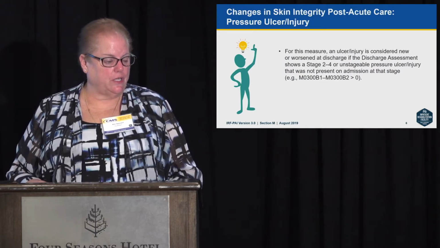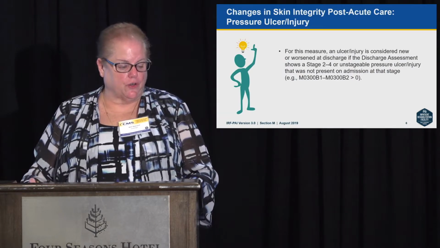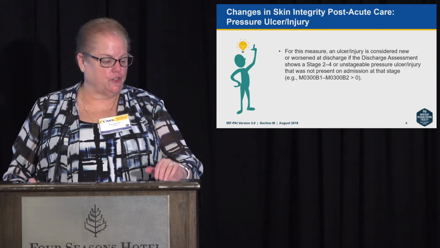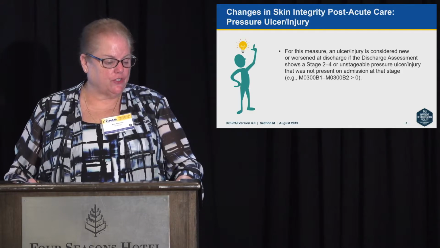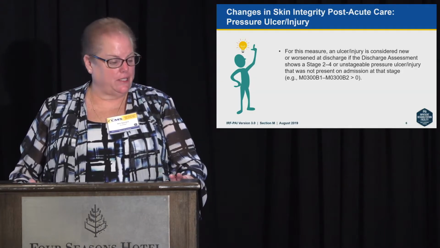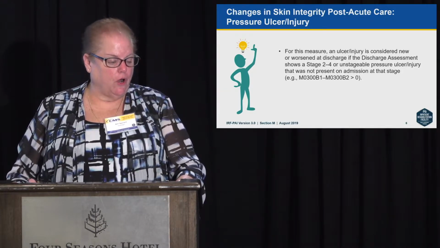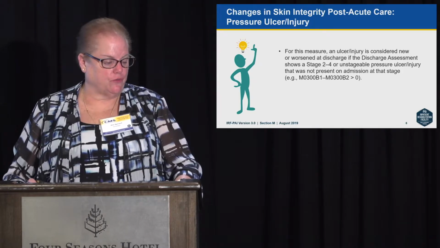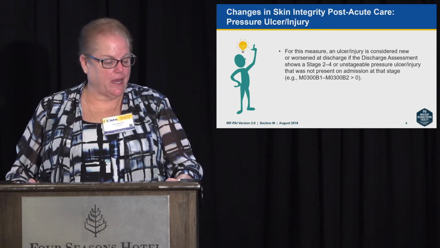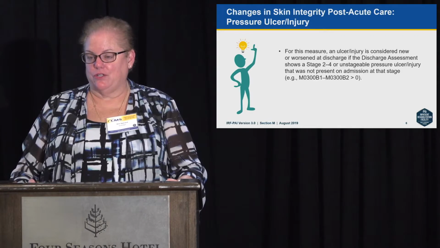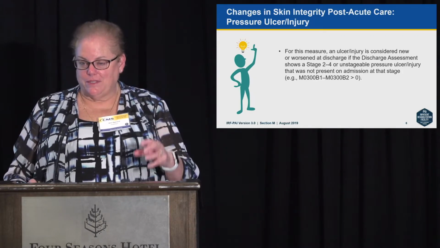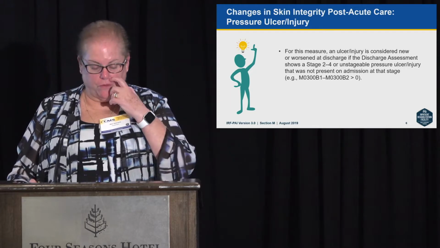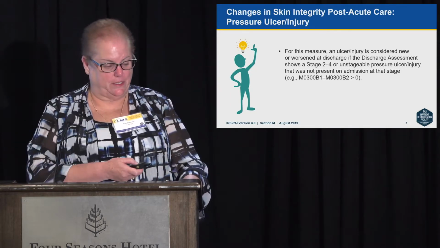So, changes in skin integrity. For this measure, an ulcer or injury is considered new or worsened at discharge if the discharge assessment shows a stage 2 through 4 or unstageable pressure ulcer or injury that was not present on admission at that stage. So this is an important slide. This is the definition for the measures. We'll go through the numerators and denominators next.